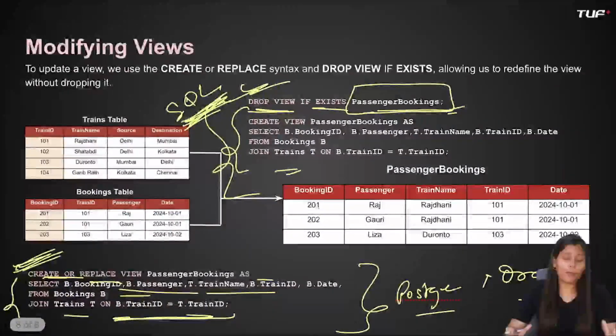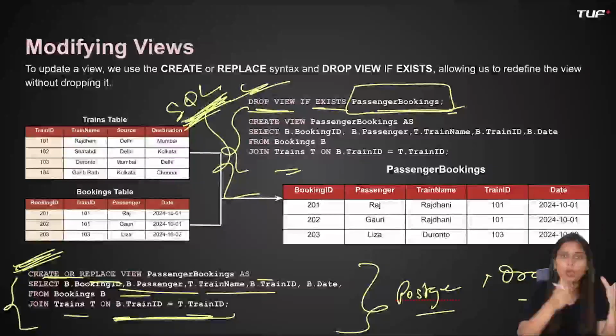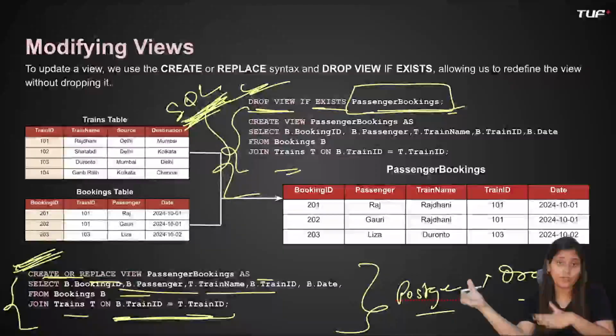So this was all about views in SQL: how simple views are created, how modifying and complex views are created, how DML operations are allowed in simple views, and why they are not allowed in complex views. I hope you learned each and everything, because we have discussed it in detail with examples. And that is all for the whole lecture.